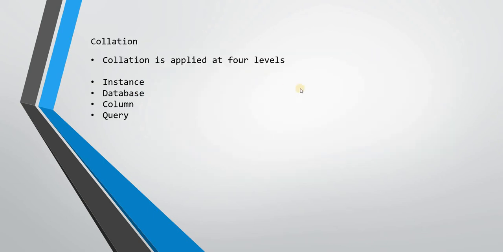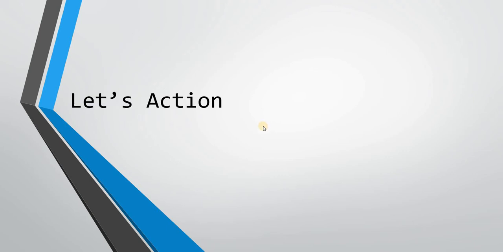Let's move ahead. Collation can be applied on four levels: instance level, database level, column level, and query level. So in a query also, you can override the collation from your upper hierarchy. Okay, so let us see something in action.